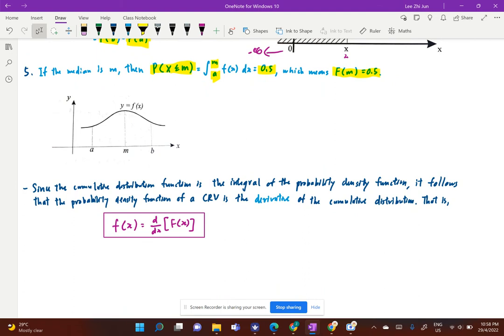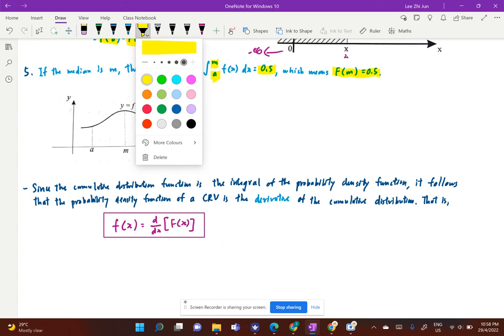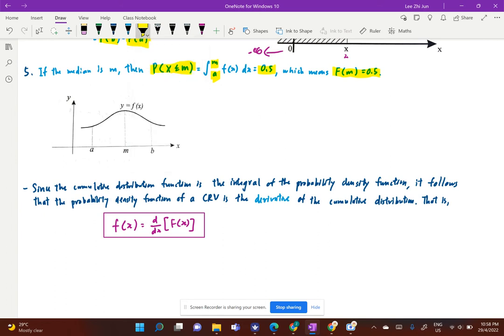Since the cumulative distribution function is the integral of the probability density function, it follows that the probability density function of a continuous random variable is the derivative of the cumulative distribution function. That is, if you want to find the probability density function, you just differentiate the cumulative distribution function.